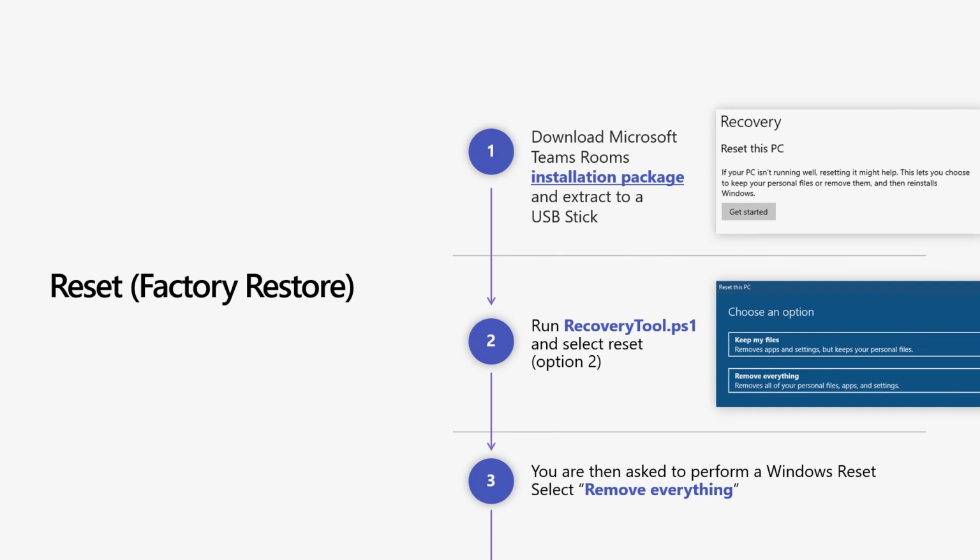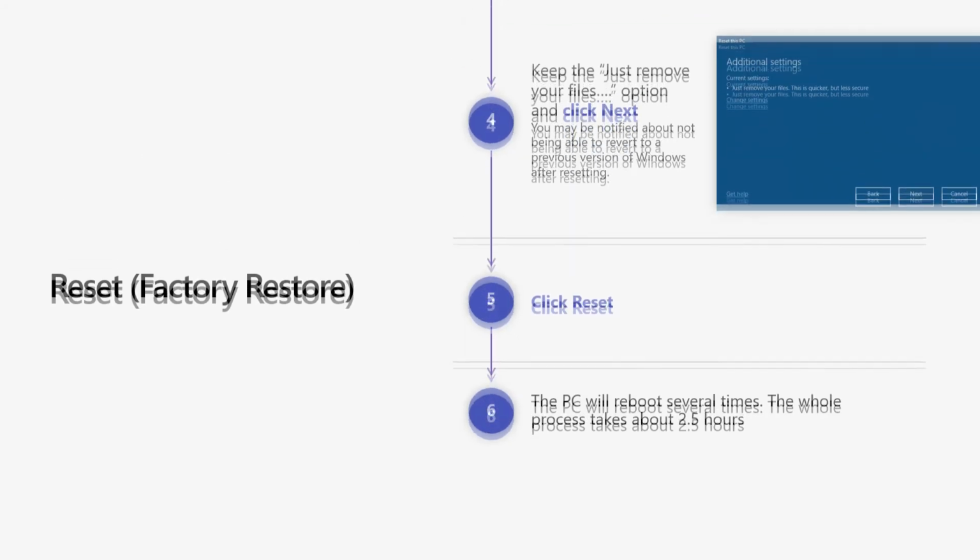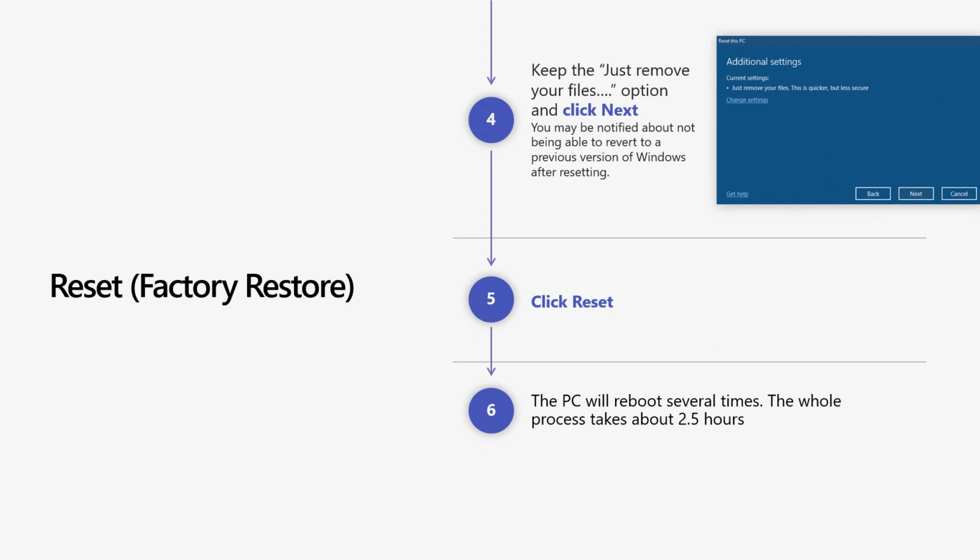Now, if things are a little worse off, do the same thing, download the installation package, run recoverytool.ps1, but this time select option 2 to reset the device. When you get to the point where it asks you if you want to keep your files or do you want to remove everything, just select remove everything. Teams Rooms devices don't store any files anyway, so nothing worth saving. So on the next screen, it's going to ask, are you sure you want to remove everything? Go ahead.